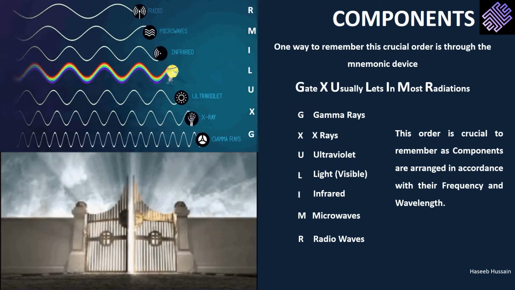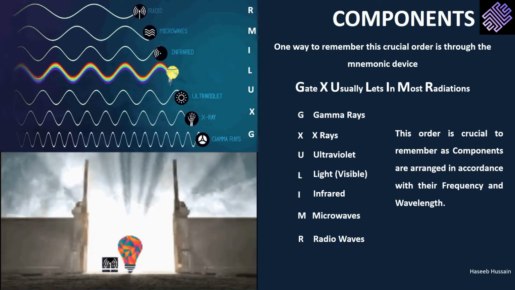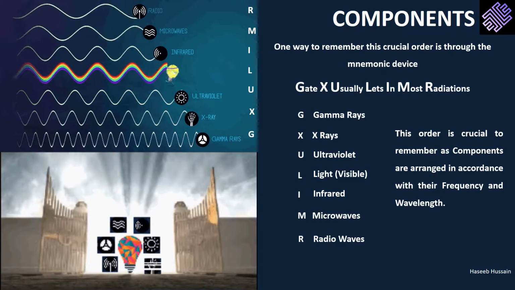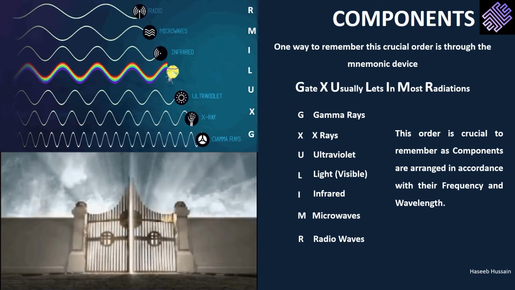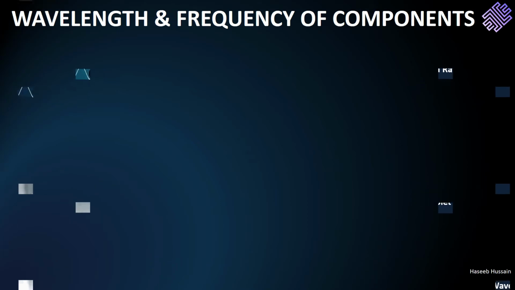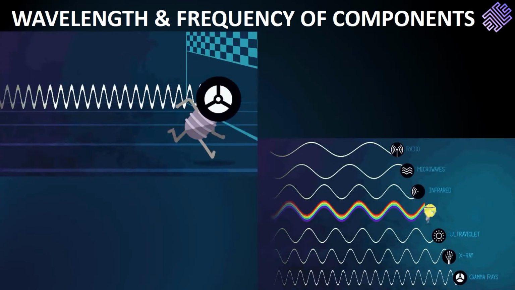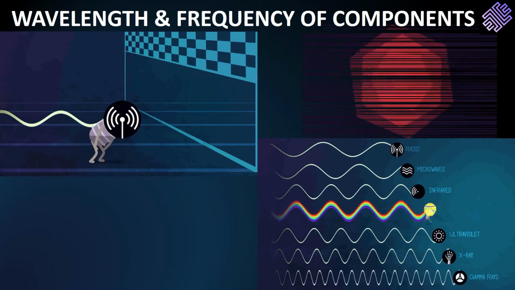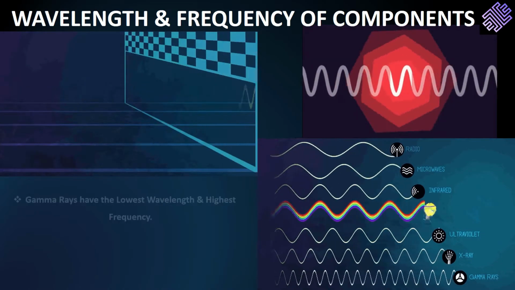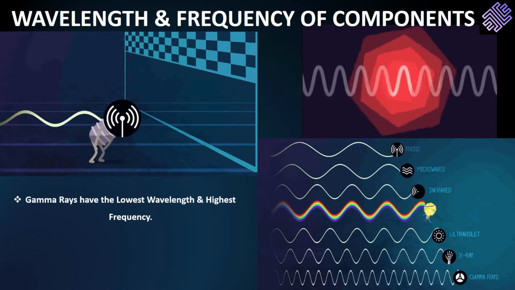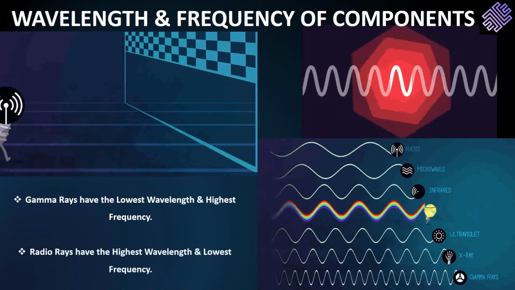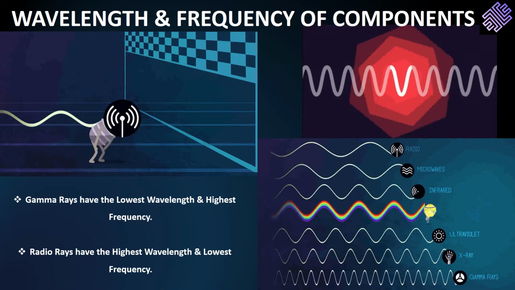Imagine you're at the gate of physics heaven, and as the gate opens, it allows the heavenly visible light, along with all its family of radiations, to pass through. Of all the components, gamma rays are the most energetic, while radio waves have the least amount of energy. This means that gamma rays have the highest frequency and as a result the lowest wavelength, while radio waves have the lowest frequency and the highest wavelength.